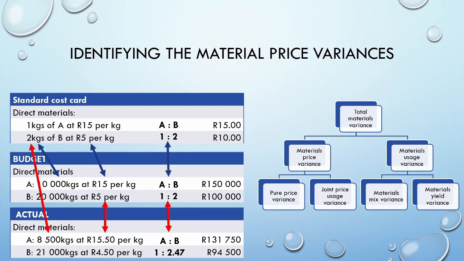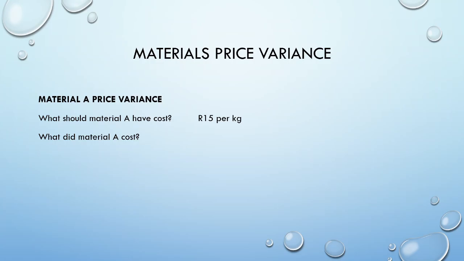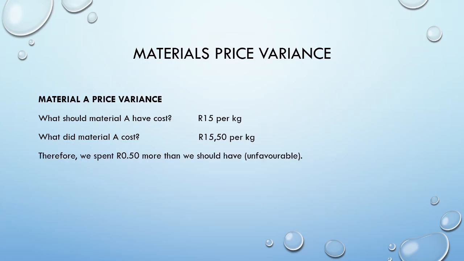Now let us think through the calculation of these variances. Remember to keep your screenshots of the example handy. So when we determine a price variance, we need to compare what the material should have cost to what it actually cost. In this case, we see that it should have cost 15 Rand per kilogram, but it actually cost us 15 Rand and 50 cents per kilogram. This means that we spend 50 cents more than we were supposed to. If we spend more, it is unfavorable. So now we know that the material A price variance is 50 cents per kilogram.